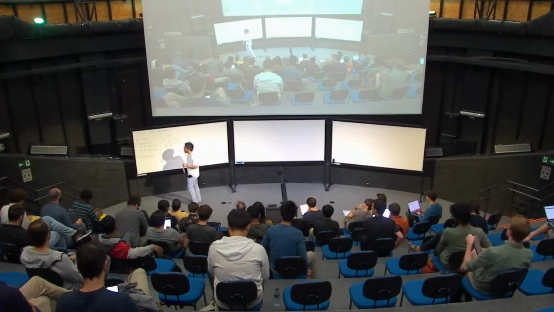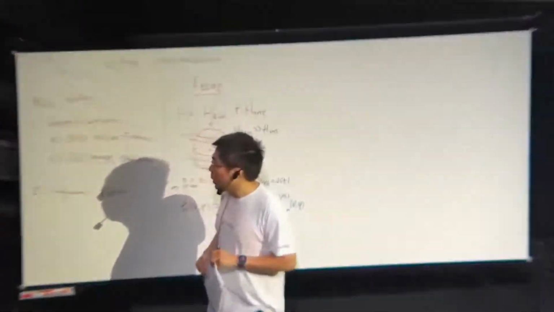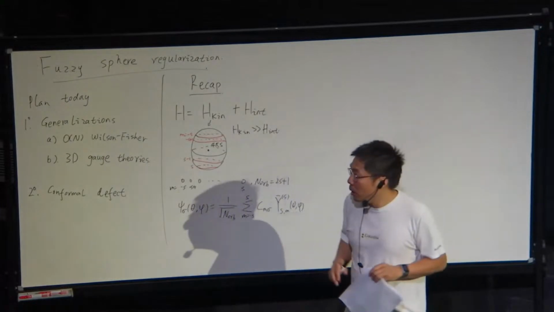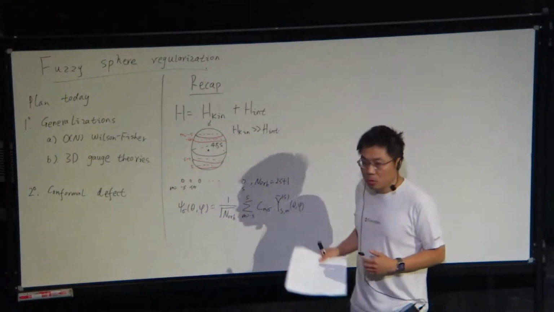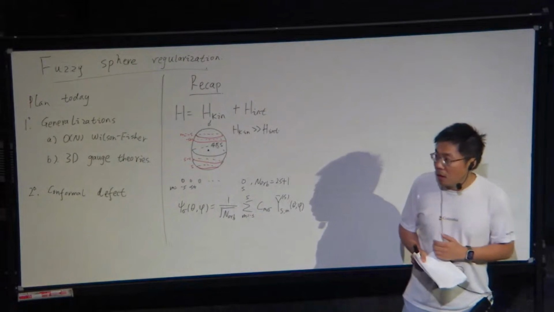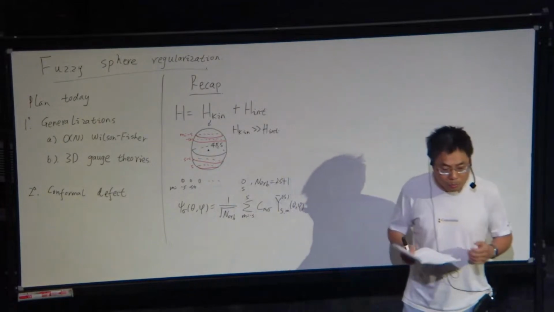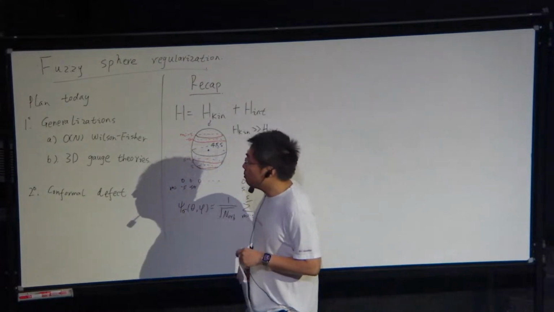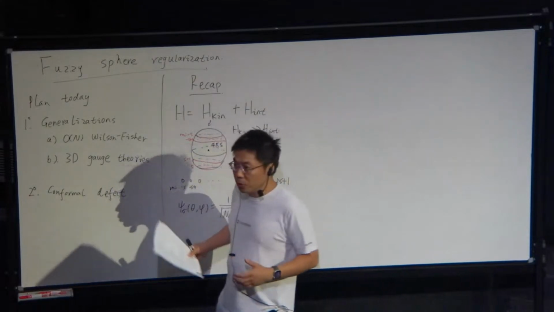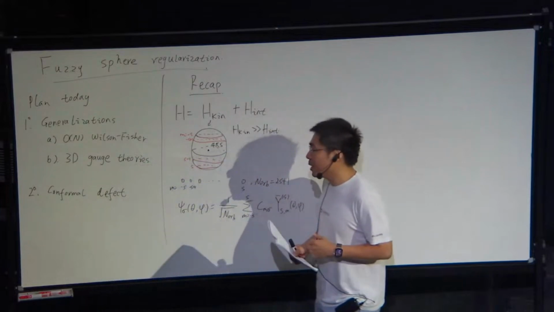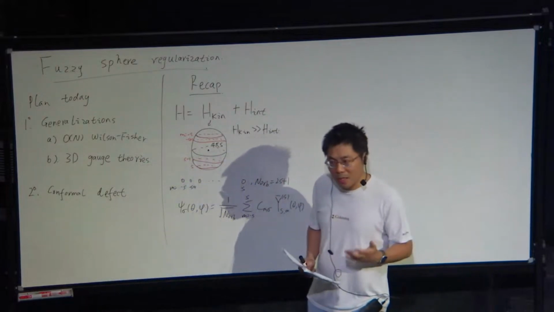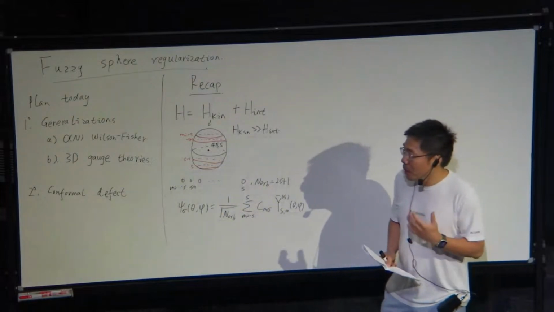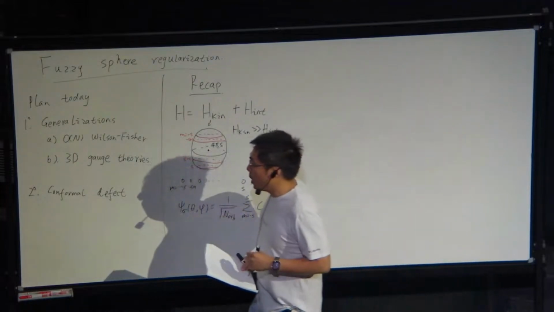The plan today is that I will start by talking about the generalizations. In the last two lectures, I told you how to do this fuzzy sphere regularization, in particular how to make it work for 3D Ising CFT. And today I will tell you how to do the generalizations, although in practice those generalizations might be a little bit harder to study, but in principle you can still play with it.